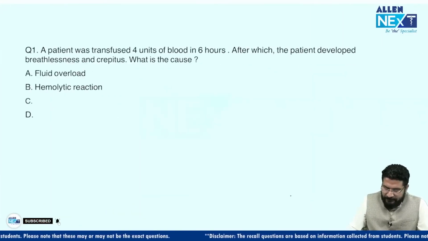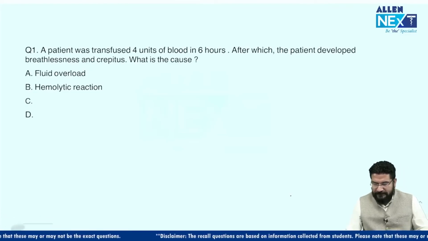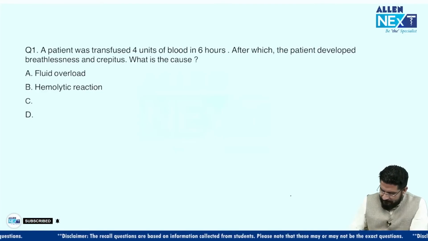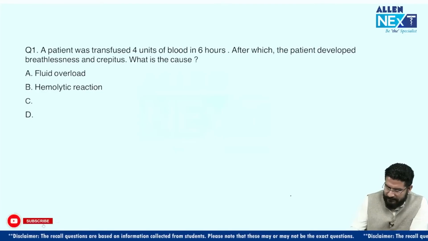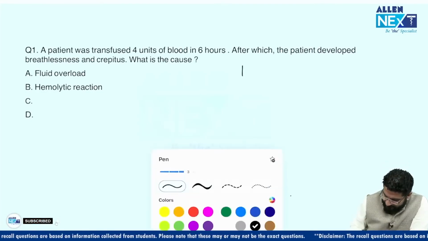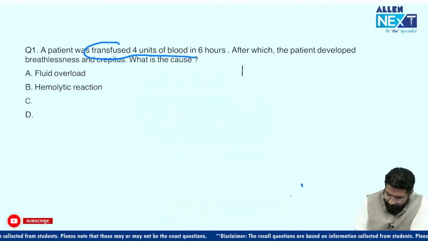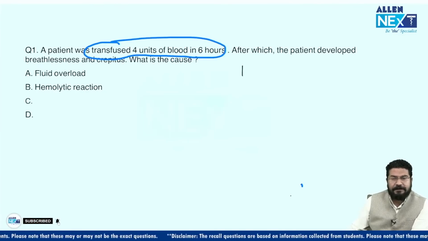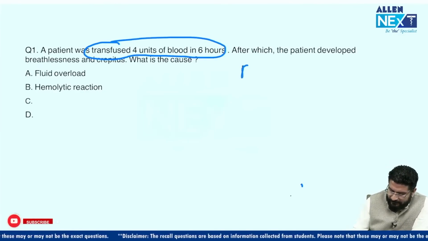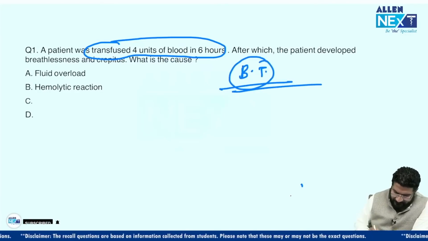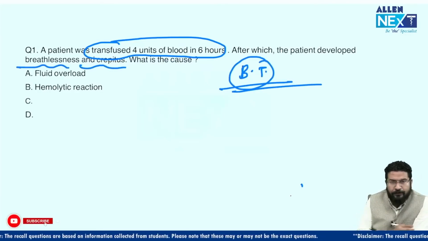A patient was transfused 4 units of blood in 6 hours, after which he developed breathlessness and crepitus. What is the cause? This is a case of transfusion reaction. Understand this question. The patient is having transfusion of 4 units of RBCs in 6 hours, so this is due to blood transfusion. There are some complications. Crepitation is there, breathlessness is there. So what could be the answer?